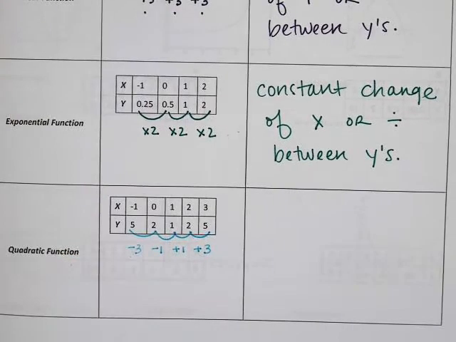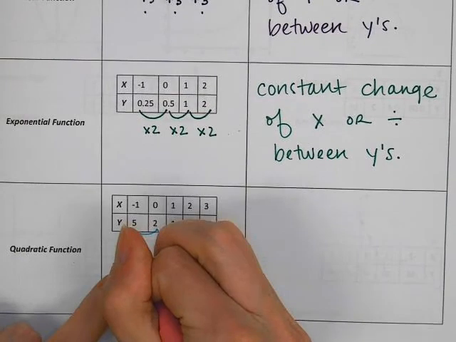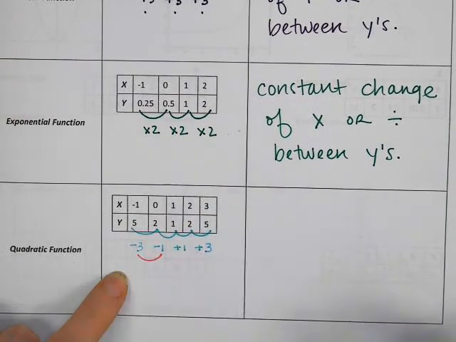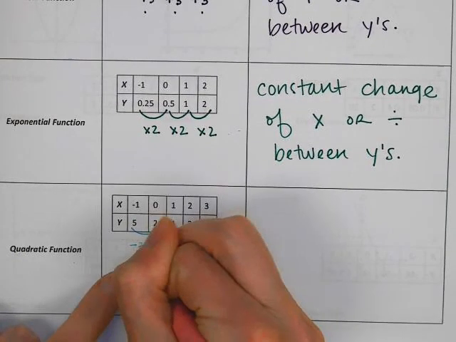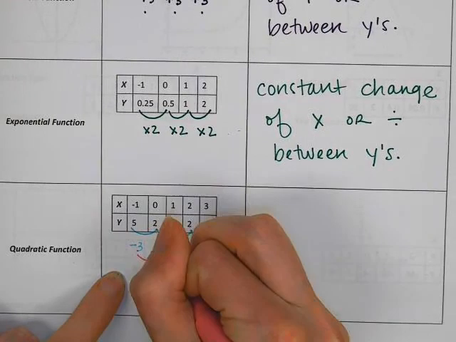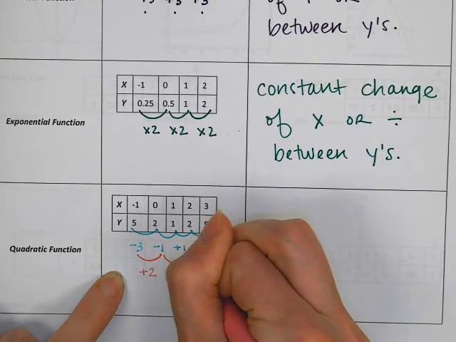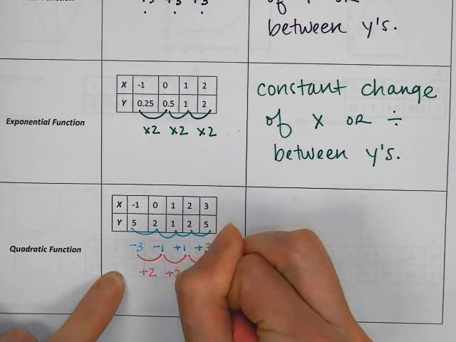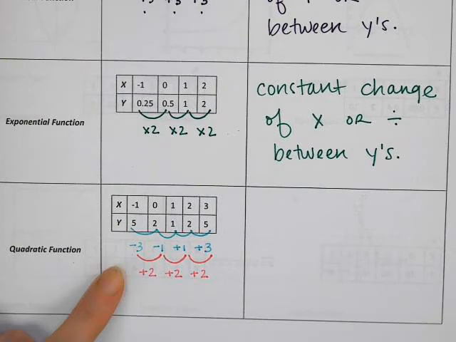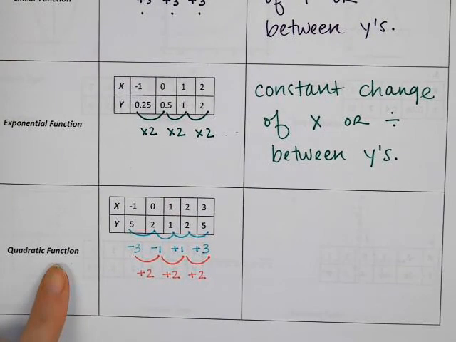But check this out. We're going to do it a second time. How do you get from negative 3 to negative 1? We add 2. How do you get from negative 1 to positive 1? We add 2. And how do you get from 1 to 3? We add 2. This is the pattern when it's a quadratic function.